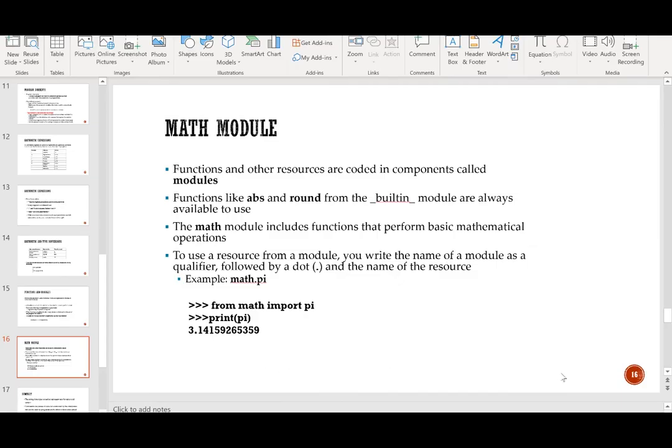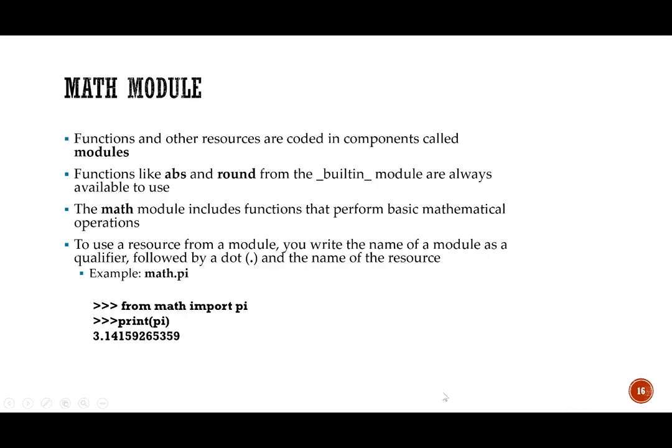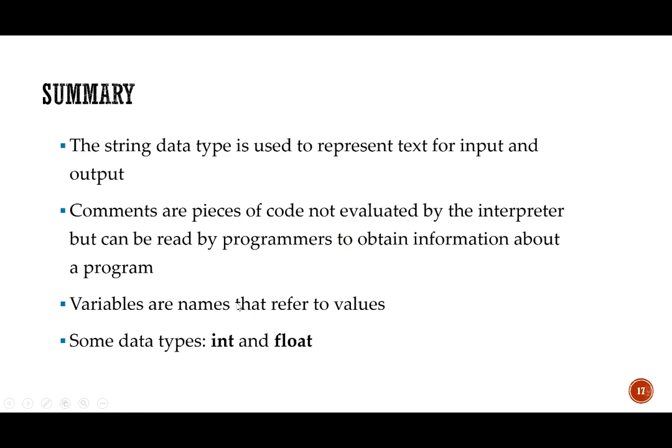So we learned our very first module in Python, math. ABS and round are also defined under the math module. It returns the absolute value or it rounds a number. Now, to summarize the main point for this lecture, the string data type is used to represent text for input and output. So whenever we want to use text, the data structure is a string.